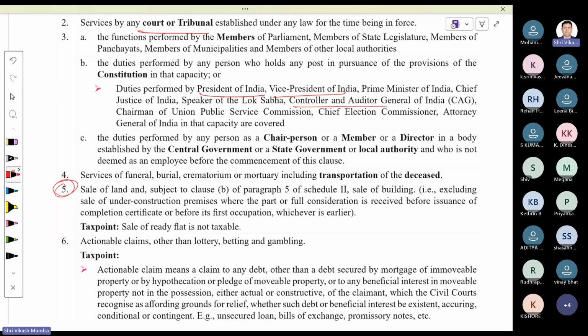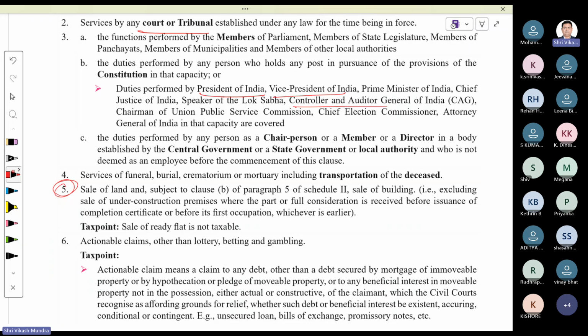Sale of land. If you are selling a piece of land, you are not supposed to pay GST. The concept is that even though it is not covered in this, we will not levy tax on it. We will not charge GST on the sale of land. The reason is that GST is applicable in case of supply. Supply of what? Supply of goods or services or both.